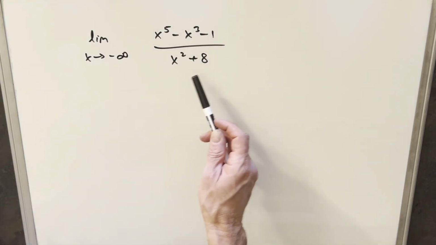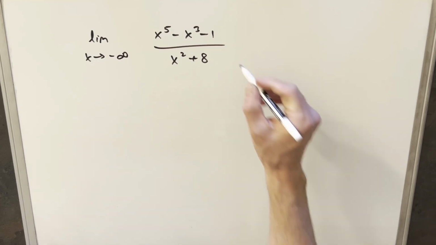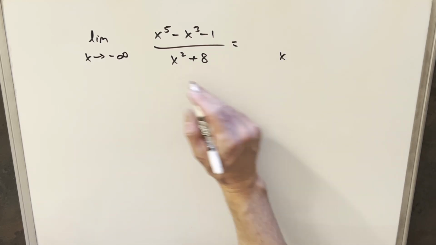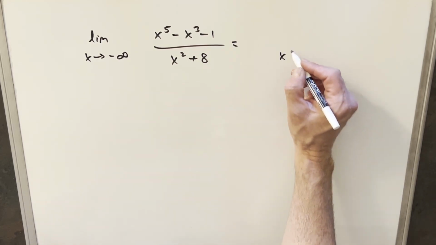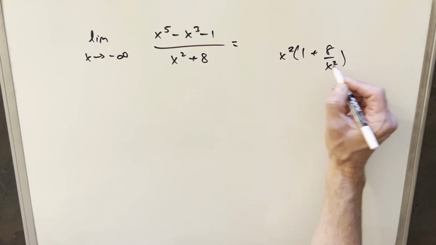Okay, one last example here. And again, we have kind of an infinity over infinity situation when we plug in minus infinity. And I'm going to do the same kind of thing. We'll factor out the highest degree from the denominator. That's going to be x squared. This is going to give me 1 plus 8 over x squared.